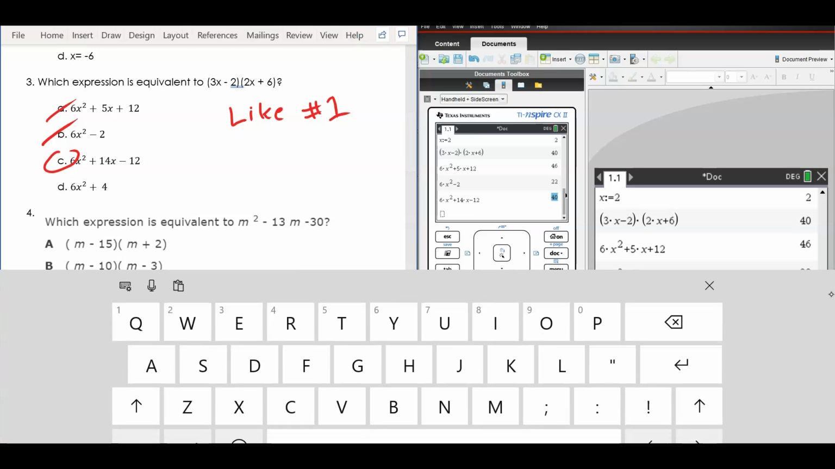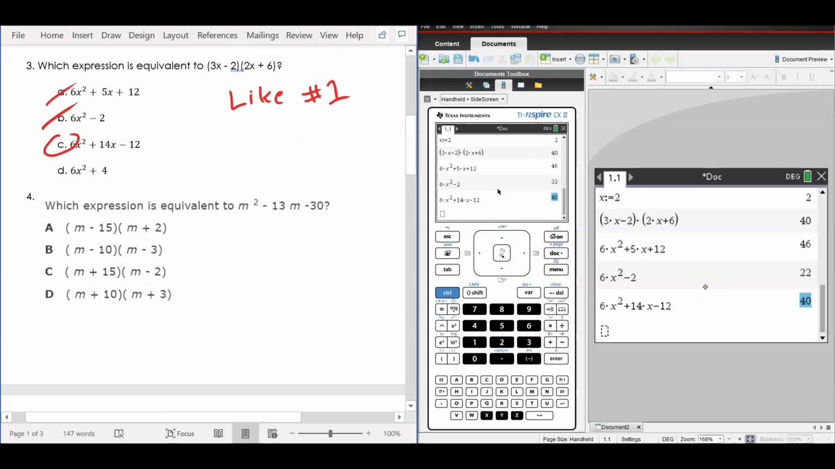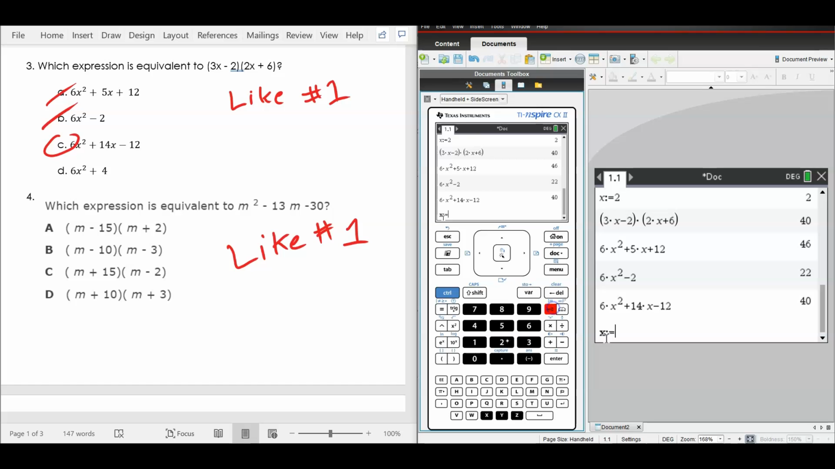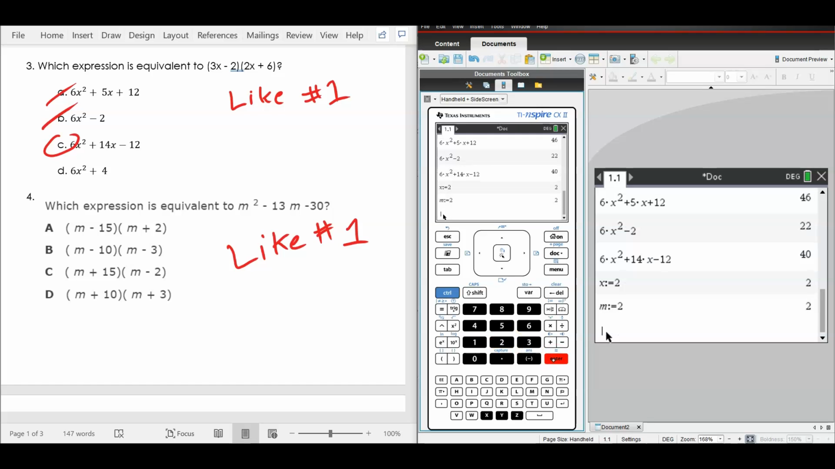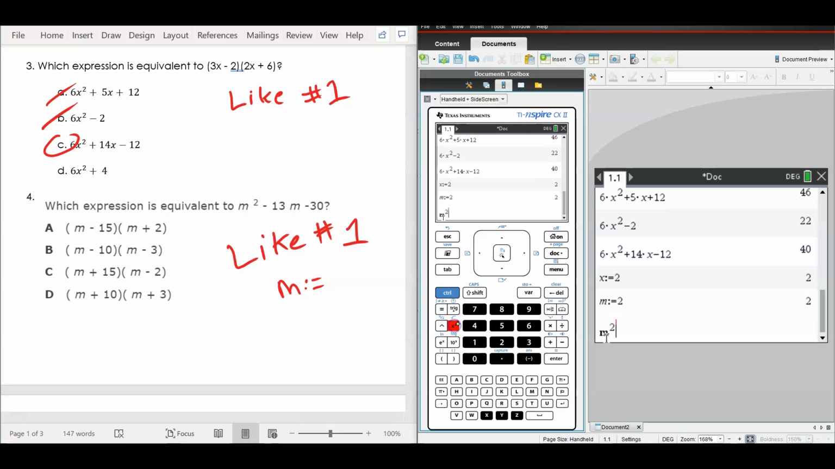All right. Number 4, once again, is like number 1. Okay. Getting a lot of practice with this. So once again, define x as some random number. I'll pick 2 again because that's just what I like to do. Actually, we need to use the letter M. M is defined as 2. Okay. And then now I'm going to type in the original equation, m squared minus 13m minus 30. These are supposed to be minus signs.